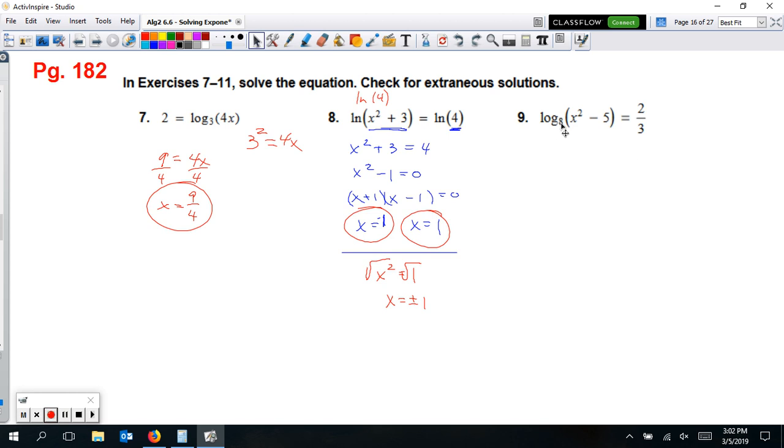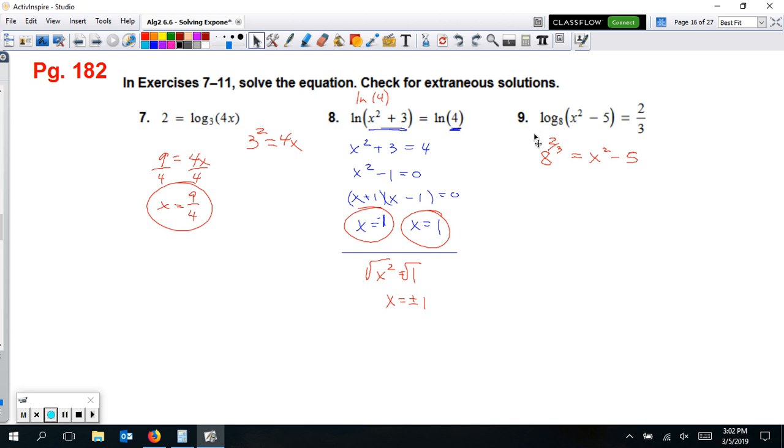Number 9, here's one where it's got a log on one side equal to a number, so you can say 8 to the 2/3 power is equal to this part here. Or if you want to just think of zapping it with an 8, cancels that out, so this will equal 8 to the 2/3 over here. So however you want to think of that, it's in one of two ways. So we're going to get 8 to the 2/3 power, that's what we need to know. 8 to the 2/3 power will equal our number part here of x squared minus 5.